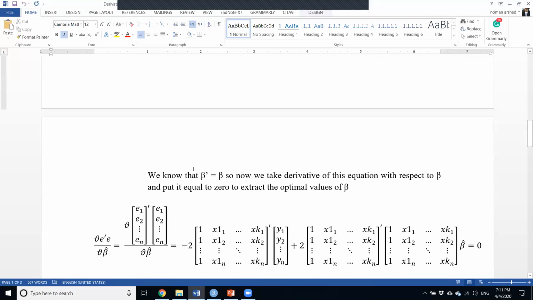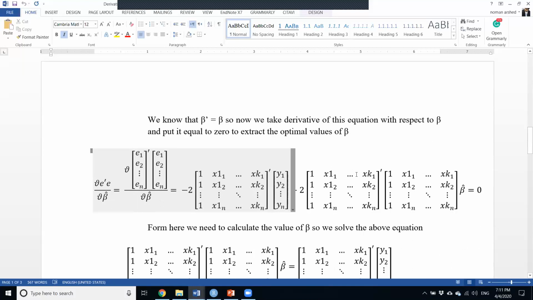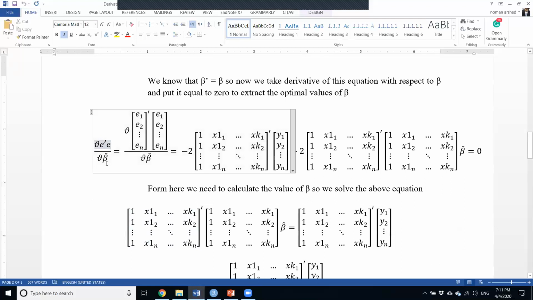Okay. So now we know that beta prime beta is a constant matrix, so its transform is equal to its transpose. So we will now take a derivative and solve it. We need to take a derivative of error term square with respect to beta. So what is the objective here? We need to find the value of beta where error term square is minimum. To calculate the minimum, we need to calculate the derivative. So the derivative of error term square, E prime E, divided by beta will be equal to minus 2 x transpose y plus 2 x transpose x beta.